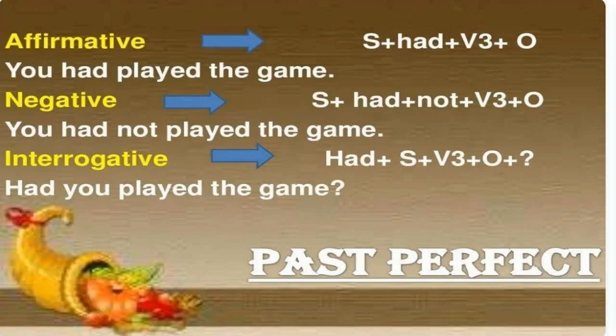So we have arrived at past perfect tense. Perfect means third form of verb, and in perfect tense, the helping verb is only one, which is had. So it is one of the easiest to write or speak as well. You had played the game.